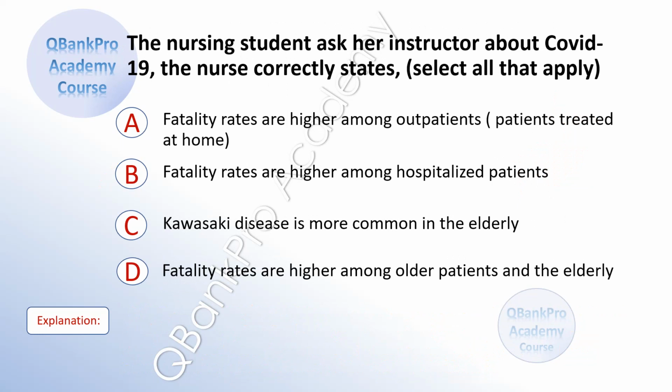The nursing student asks her instructor about COVID-19. The nurse correctly states, select all that apply. Fatality rates are higher among outpatients, patients treated at home. Fatality rates are higher among hospitalized patients. Kawasaki disease is more common in the elderly. Fatality rates are higher among older patients and the elderly.